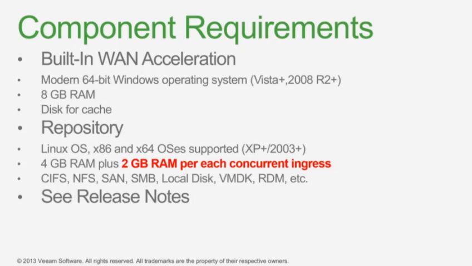So we want to make sure that there's enough capacity from a memory standpoint in particular for our repository. And 2 gigs per concurrent job was kind of the little shocker. What I mean by that is if I only provision 4 gig of RAM for a Windows server to hold my disks for backups, that means it can optimally receive 2 jobs.